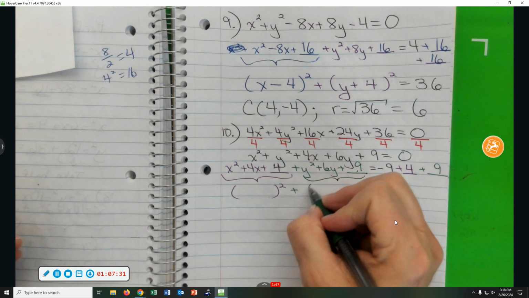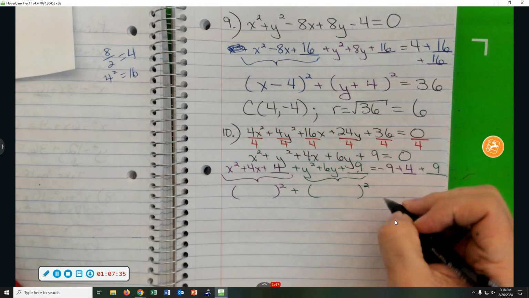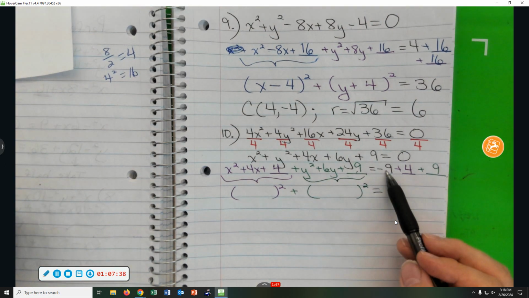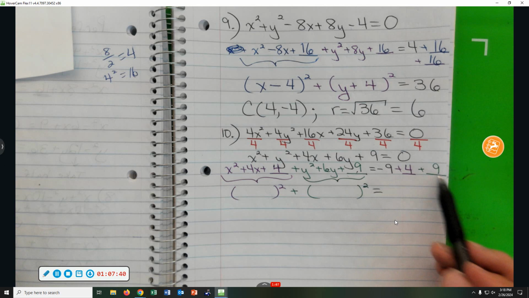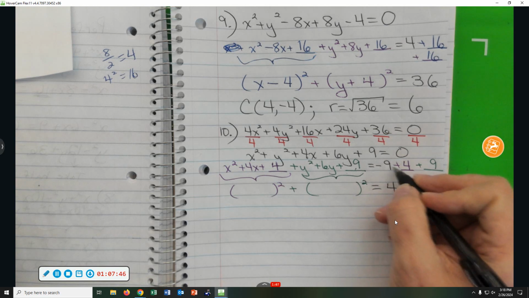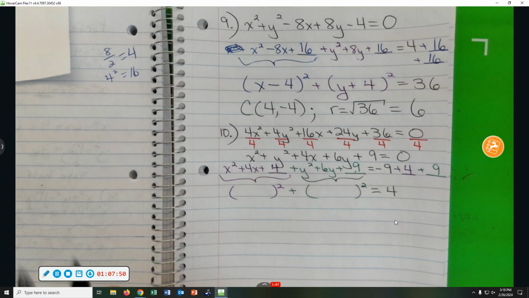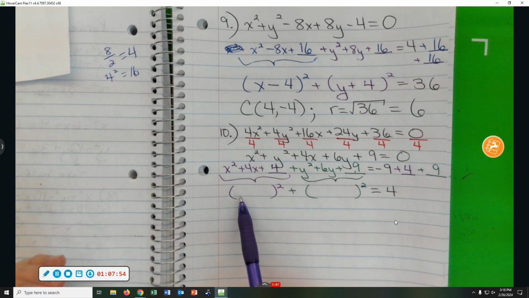Group the y terms together. Oh, the right-hand side works out very nicely. We have a negative 9 plus 4 plus 9. That's just a 4. Negative 9 plus 9 goes to 0, so you're just left with the 4. You tell me what's going to go inside the purple parentheses here.